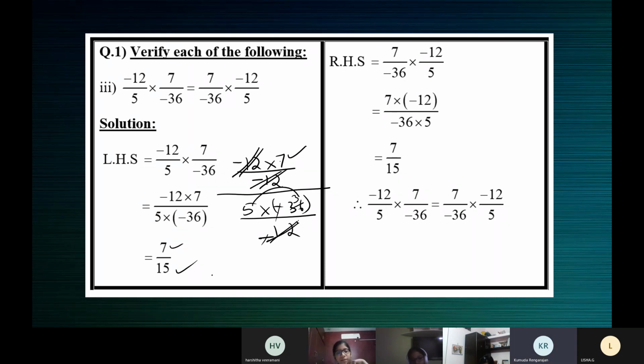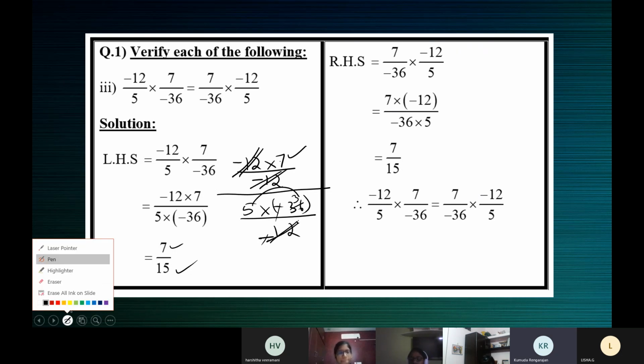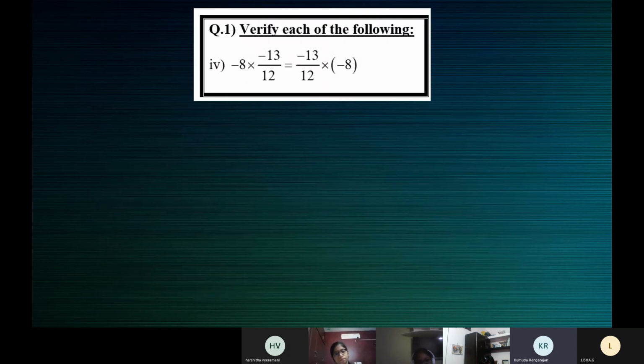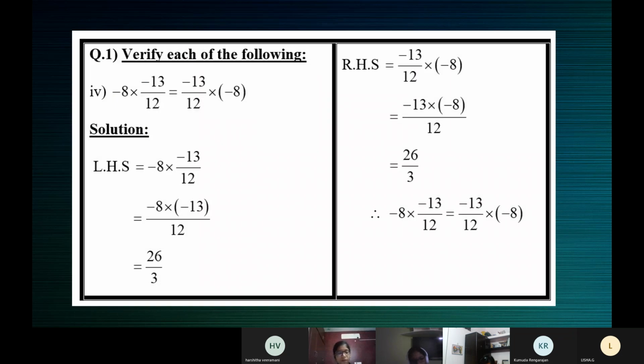Ma'am, is that the same like cancelling minus 12 and minus 36? Yeah, it's the same thing. Yes, ma'am. That's what is happening. You're dividing both the numerator and the denominator by the same number. All right, children. So this is about, I hope all of us finished. Yes, ma'am, done.